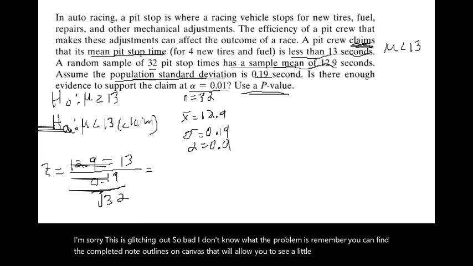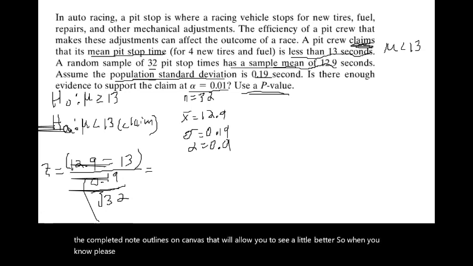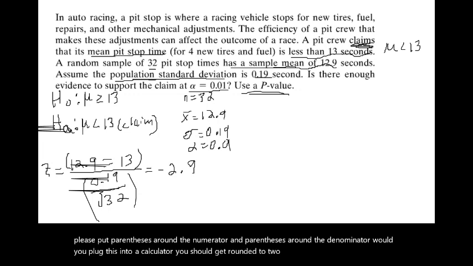Please put parentheses around the numerator and parentheses around the denominator when you plug this into a calculator. You should get, rounded to 2 decimal places, negative 2.98 for your z-score.